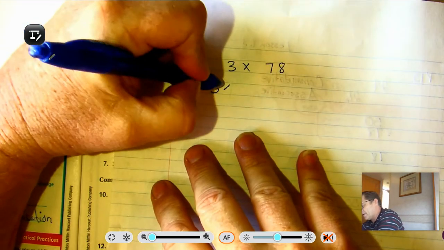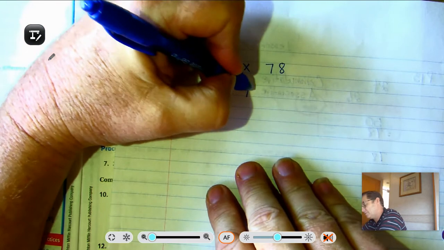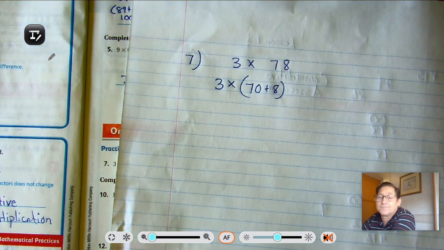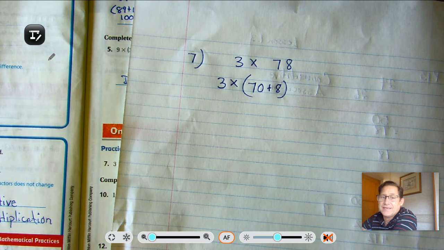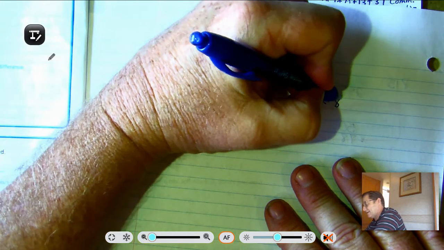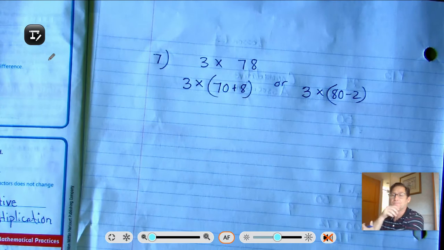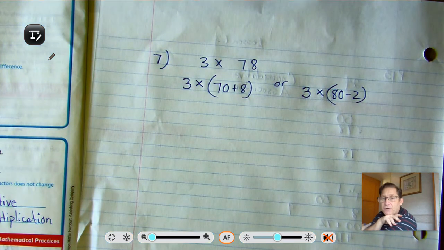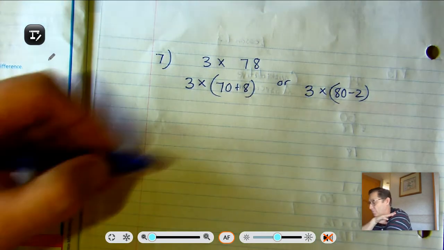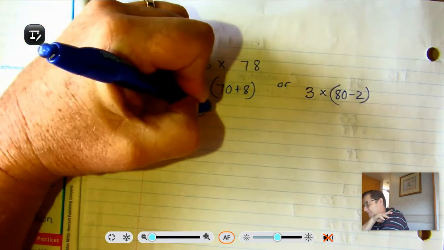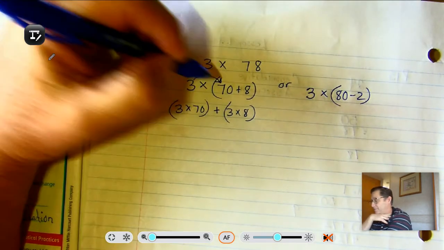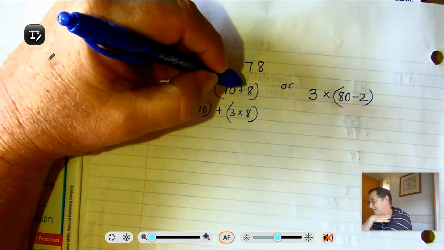And so what we would try to do is break up the 78 into 2 add-ins that will be easier to multiply. So 78 is the same as saying 70 plus 8, or we could say 3 times 80 minus 2, because 78 is kind of close to 80. So either way will work. We can use addition in the distributive property, or we can use subtraction in the distributive property. All right, so 3 times 70 plus 3 times 8. Again, the factor times each of the add-ins.